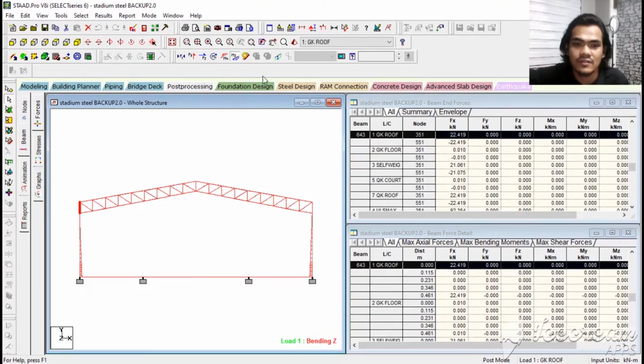This is the value of the member, which is if the first one is positive and the second one is negative, it indicates that this member is compression. If vice versa, it is tension. So that is the way how to determine the internal forces, either it's tension or compression in STEPRO. That's all for chapter 3. Thank you.